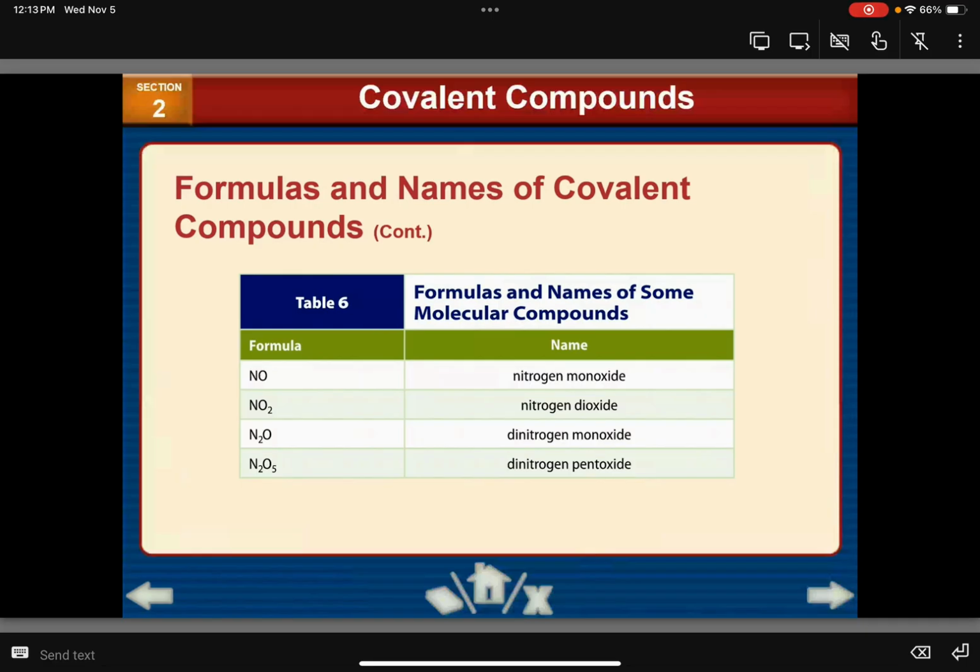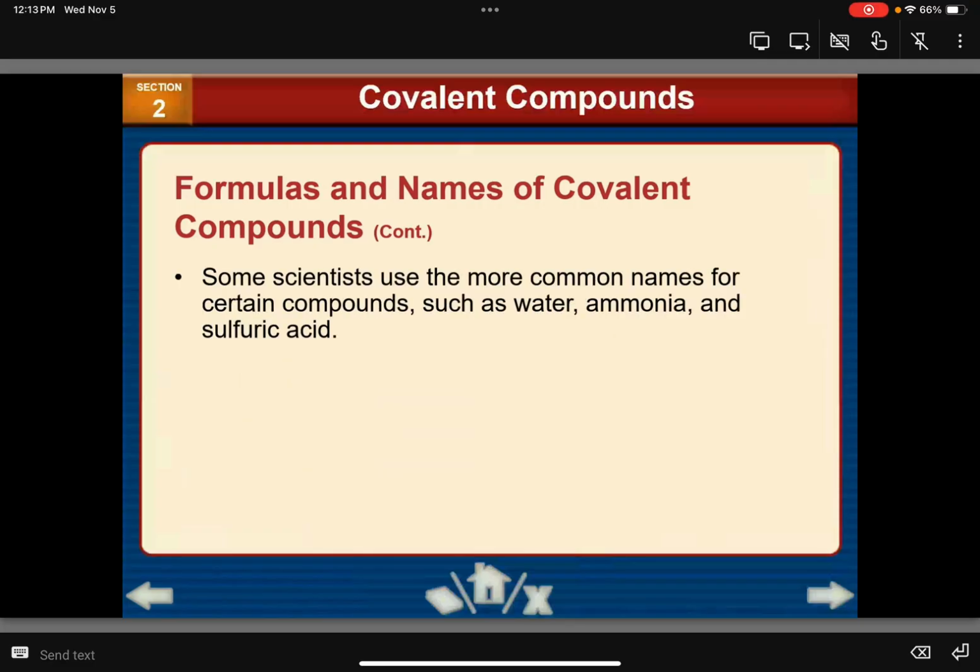So, like I said, whether we are given the formula, it's very easy for us to come up with the name of it, or if we are given the name, it's very easy for us to come up with the formula. It's the easiest one out of all three types of compounds to do.